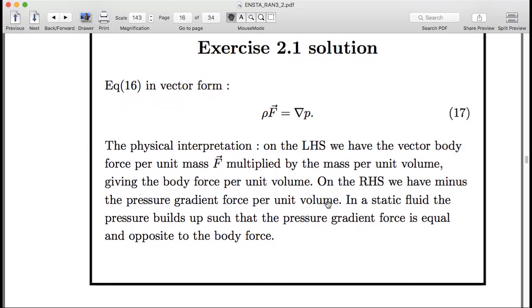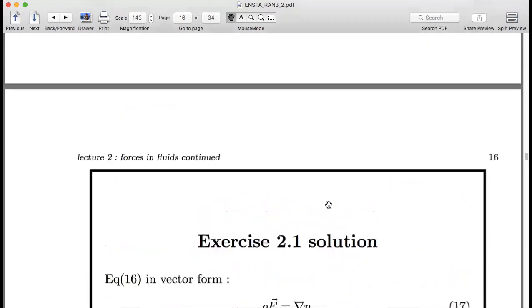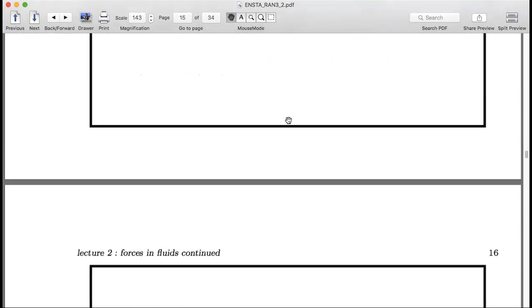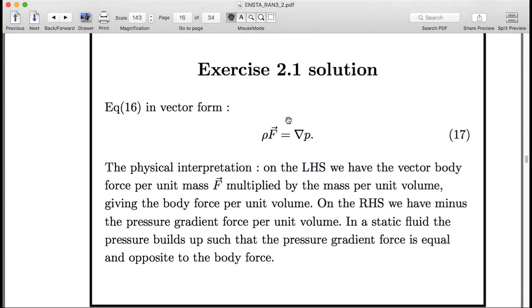I also asked for the physical interpretation of this equation, right? So let's think about that. Where did it come from? At the start we had some volume, it had a body force on it, and then it had a surface force, and we said, well, it's a static fluid, and we did all our approximations and did our integral calculus, and we came down to this formula. So what does it mean?